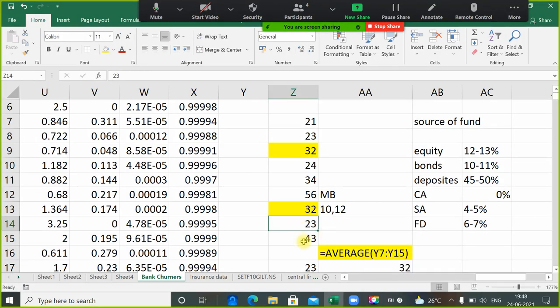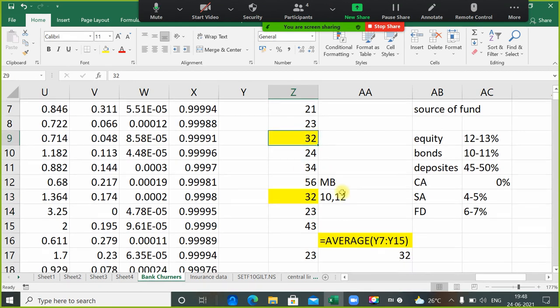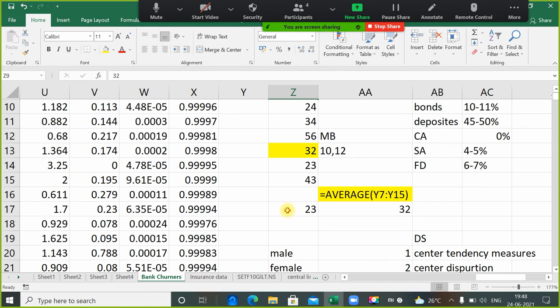32 is also repeated 2 times here. To check multiple modes, we have to select some range. You may think that you have 3 modes in a data. I suspect that 3 modes are there.